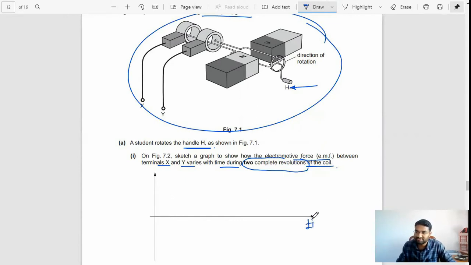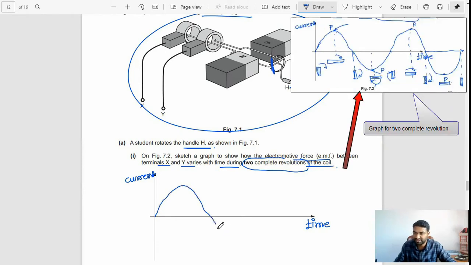So this is, let's say, time. On the y-axis, it's the current. When you rotate this handle, the current will be generated. The curve starts when the rotor is vertical. It starts moving horizontally, then comes back, then comes down, and reaches zero. This is the maximum forward current, and here is the maximum reverse current.